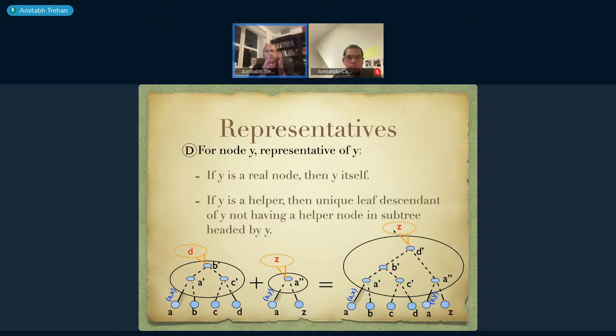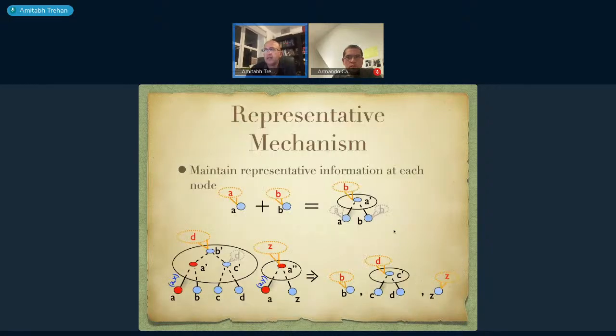When they come together, they talk to each other. They say, my representative is this, your representative is this. I am the bigger tree. I will create a virtual node, but I'll take your representative as my new representative. So that's how you keep the information. The whole idea here is how to maintain the information without losing it when all of this is happening. That's the basic idea, and then you just keep doing these things.